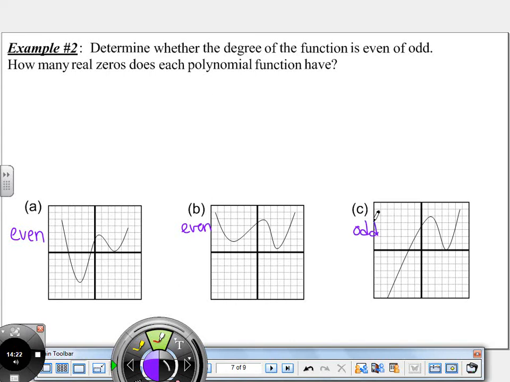How many real zeros does the graph have in part A? 3. Okay? Well, 1, 2, and this one does touch. So it has 3. We'll say here, here, and here.